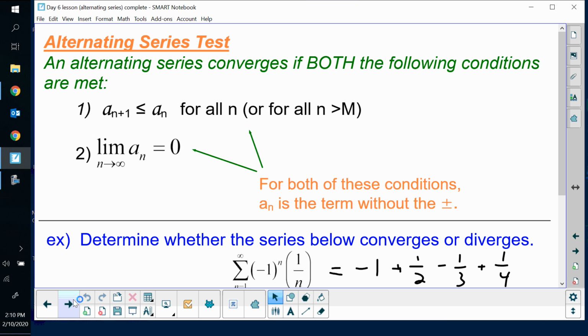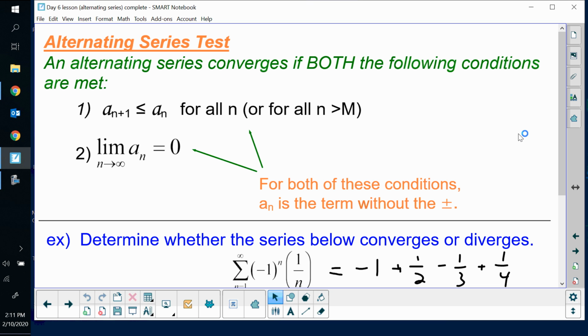So if we go to the next slide, our alternating series test. If you meet both these conditions, then we know the alternating series has to converge. Let's talk about the second one first. The limit as n approaches infinity of a_n equals 0. Now, let me specify, when we're saying a_n here, we're talking without the plus or minus. We're talking about the absolute value of the term. We don't worry about the negative when we're talking about the a_n's here.